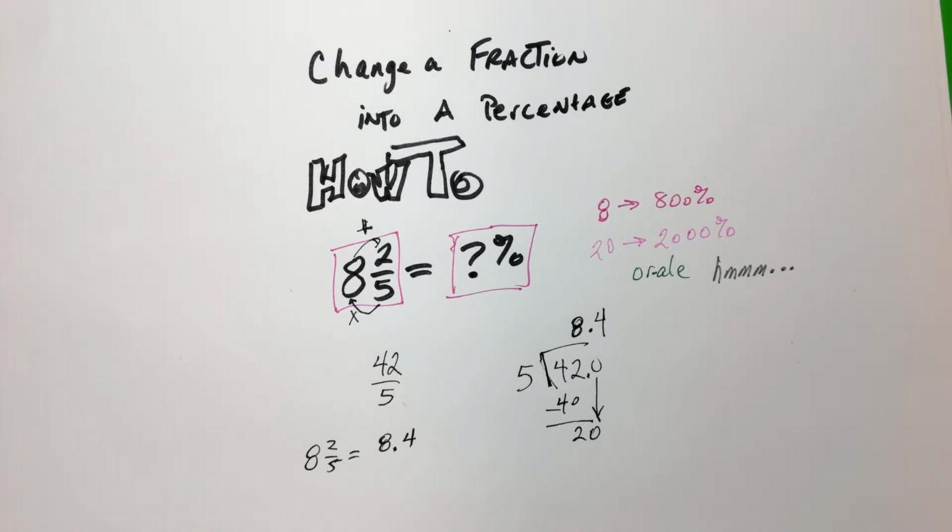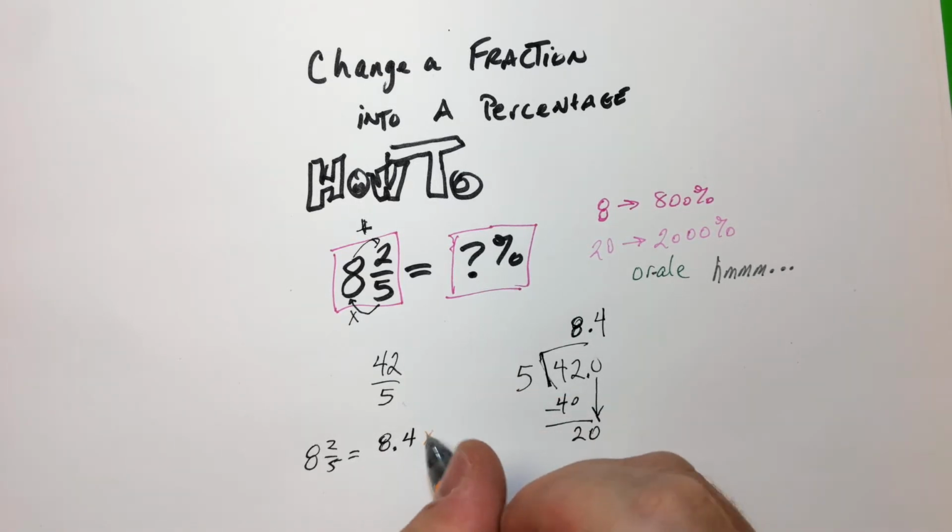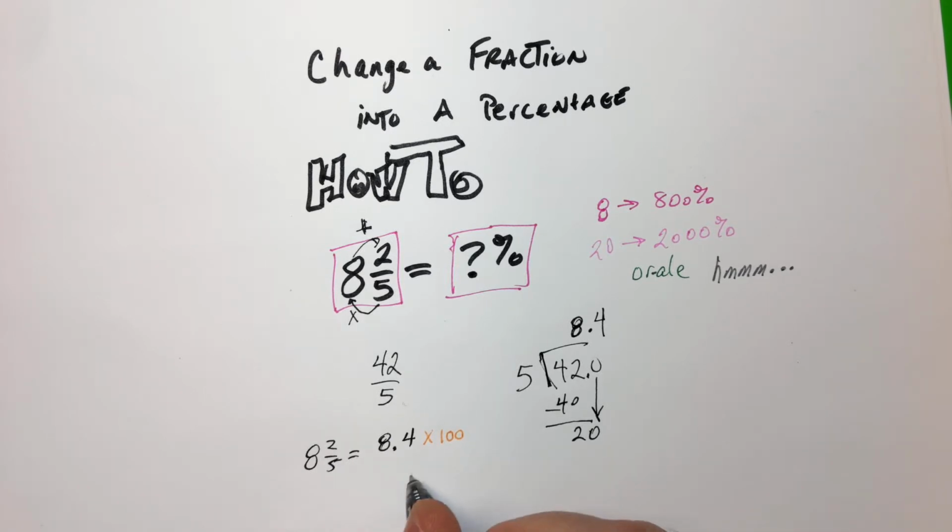Problem is that's not a percentage, right? Percent is out of 100, so in order to change that into a percentage, we have to multiply by 100. And that's how you get 840%. So 8 and 2/5 is 840%.